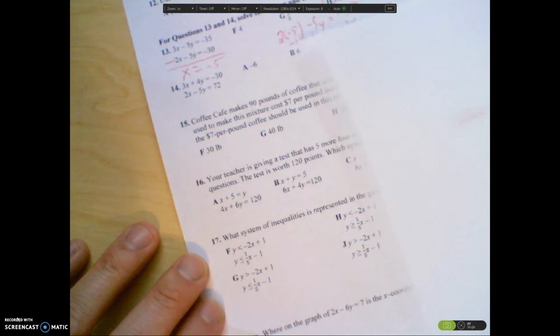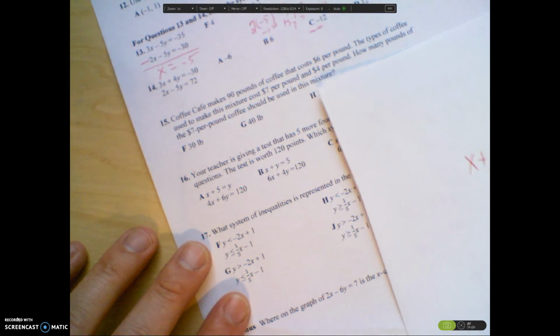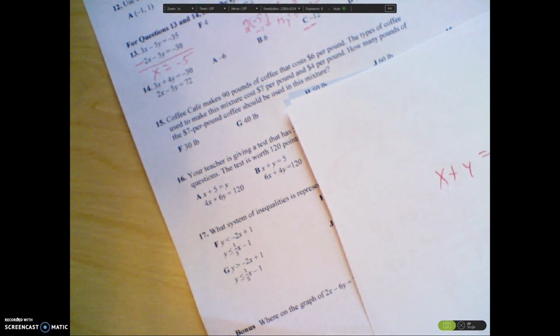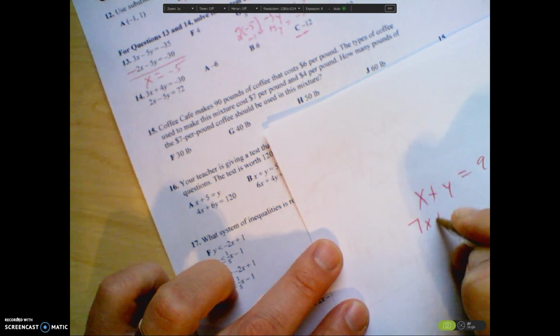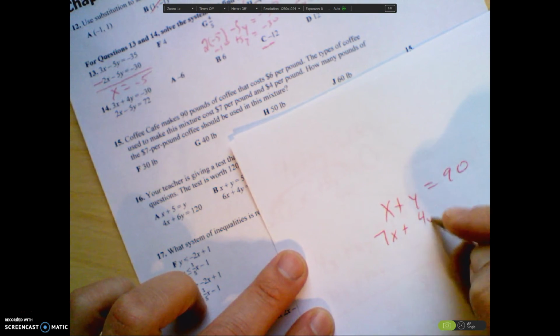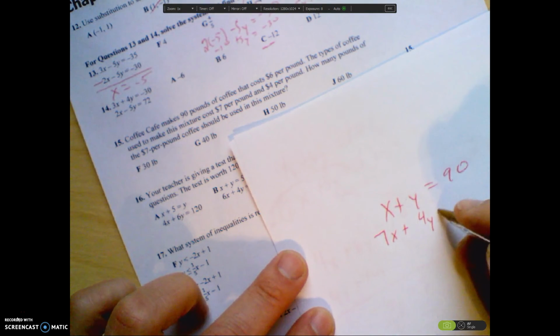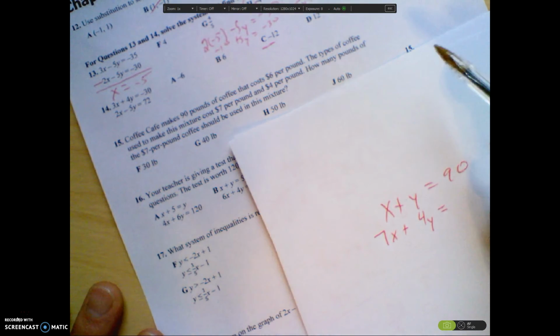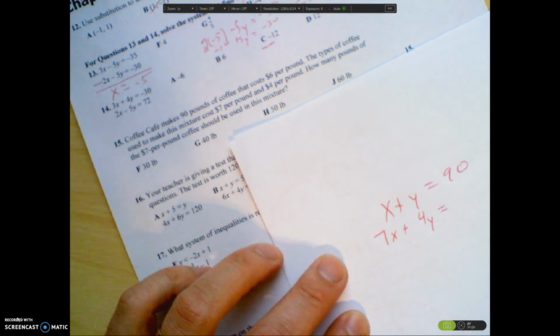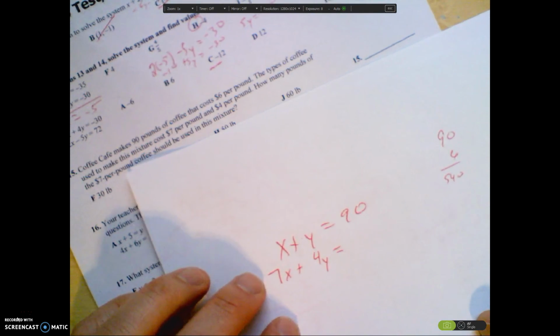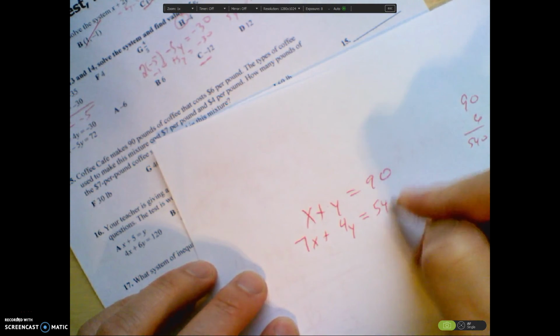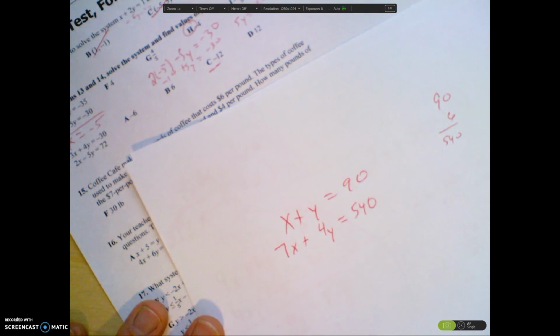Okay? And then, this is tricky, and this actually took me a second here. We're going to have a cost per pound equation, and so we're going to say $7 per pound plus $4 per pound. Now here's the tricky part. We're making 90 pounds of $6 per pound coffee. We want to know what that cost is right here. So we're going to do 90 times 6, which is 540. I'm going to put that here. Since we haven't done a lot of this yet, I'm going to do this one by substitution.